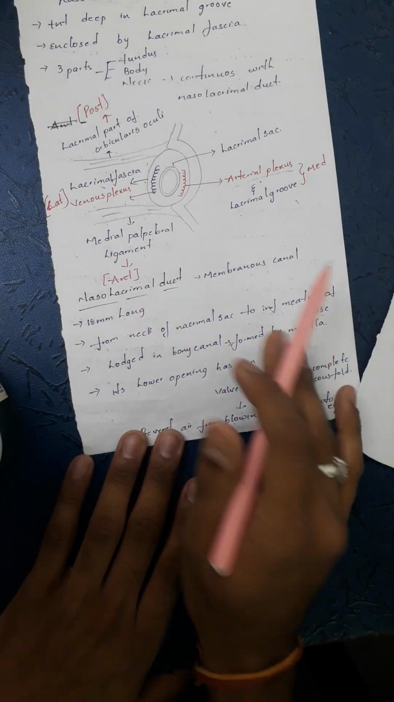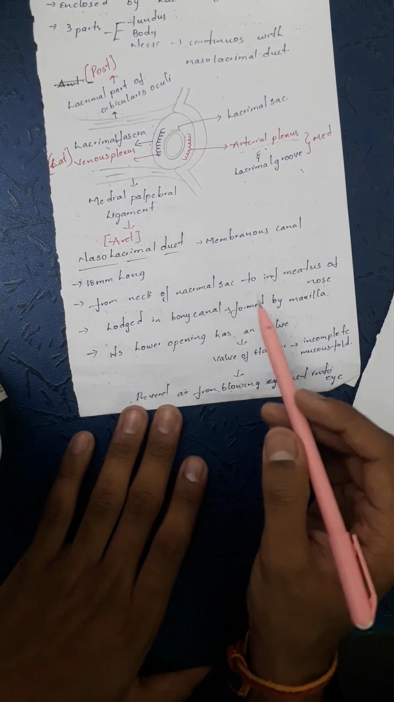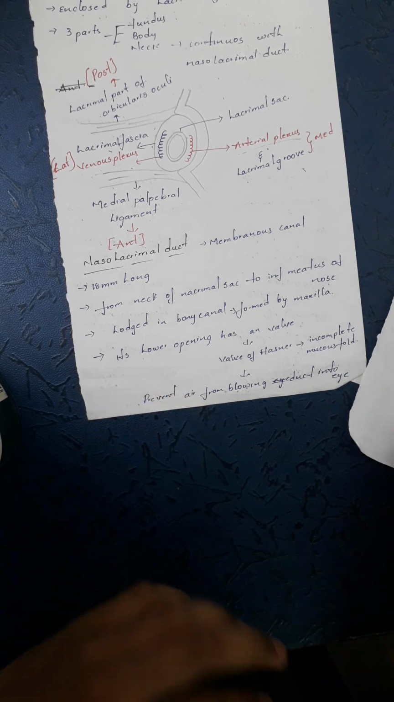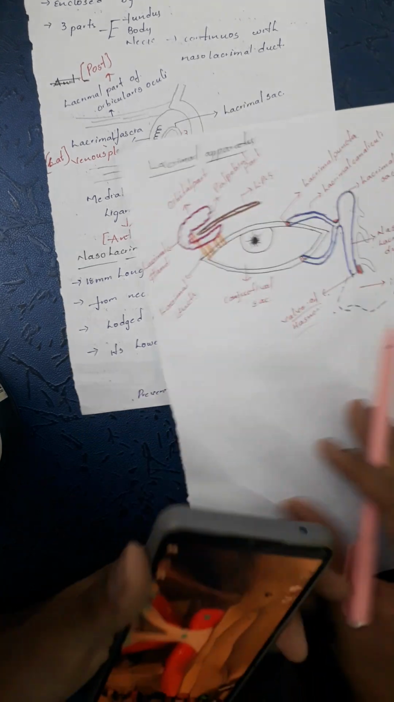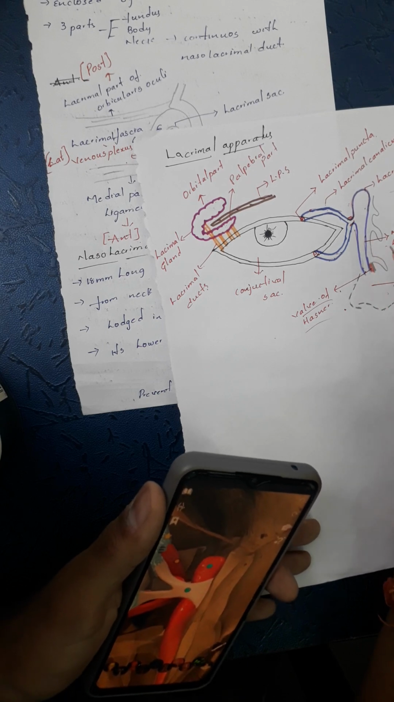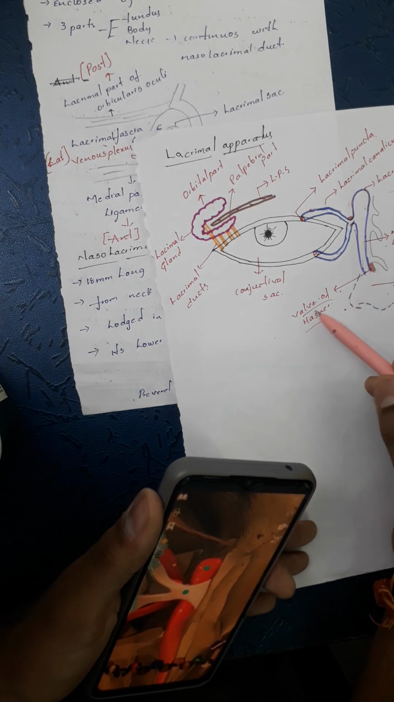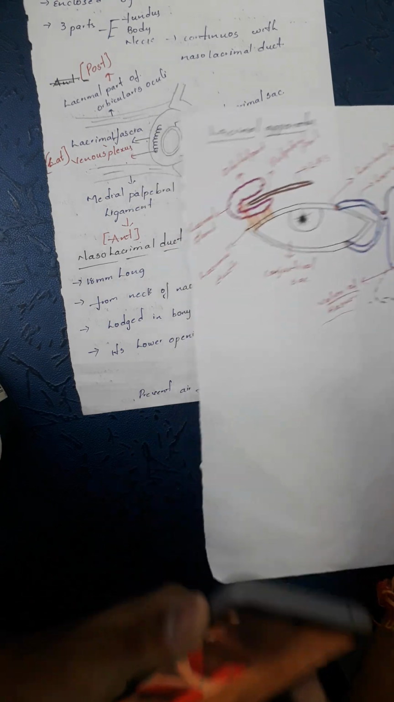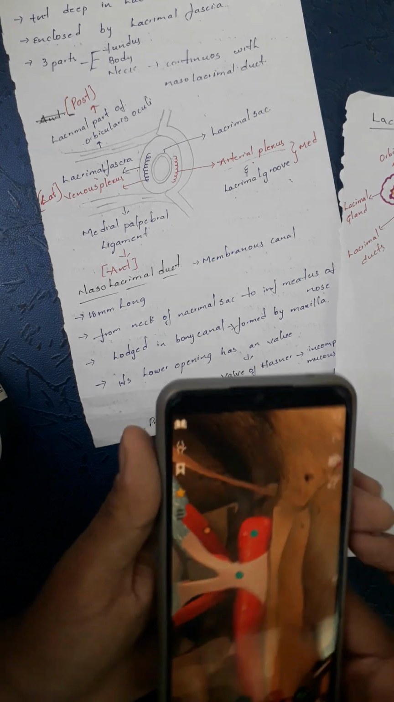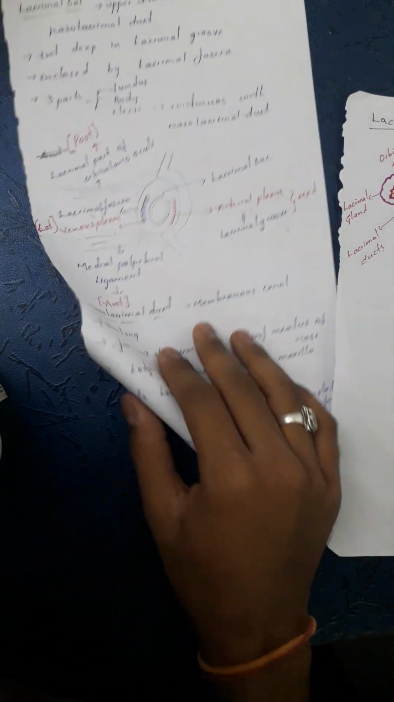Now let's read about the nasolacrimal duct. It is a membranous canal which is 18 mm long, which opens into the nose, and it has a valve which prevents the nasal fluid from passing up here. That is the valve of Hasner. Okay, now let's see the arterial supply of the lacrimal gland.